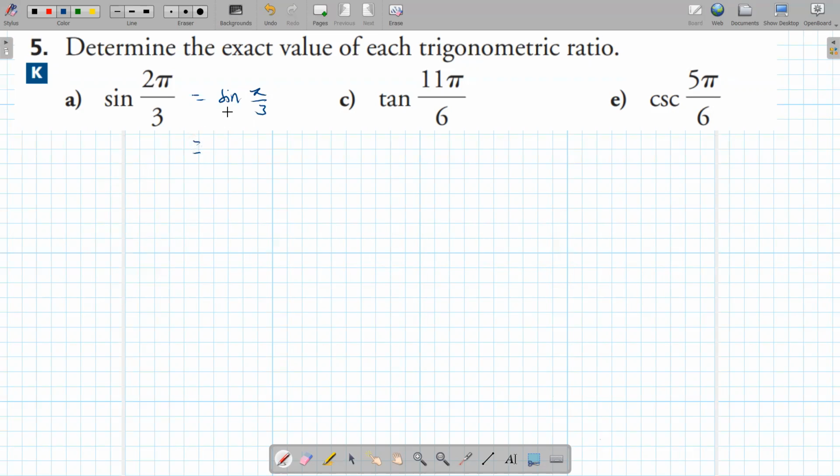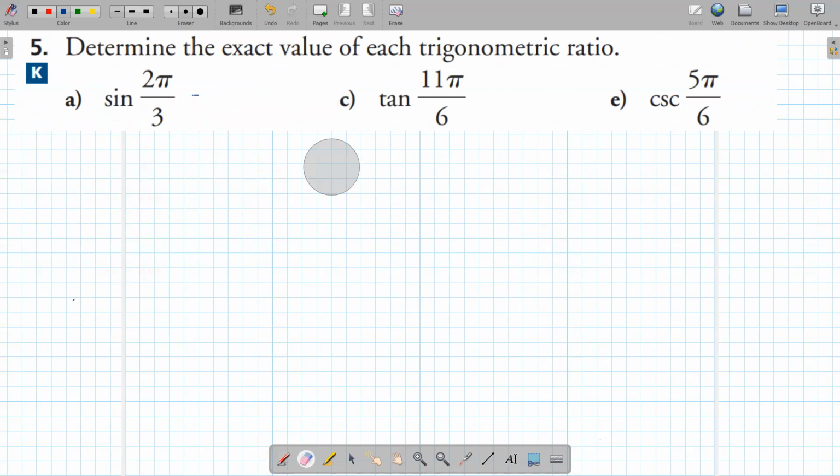Sine pi over 3. But I think this one's different. You're not supposed to find that. No, this is the only way to do these. Step 1, you have to rewrite it in terms of the related acute angle, and use the CAST rule. And then we know sine of pi over 3 is root 3 over 2, which is the final answer for this question. And this comes from the special triangle. Memorize that if you can.